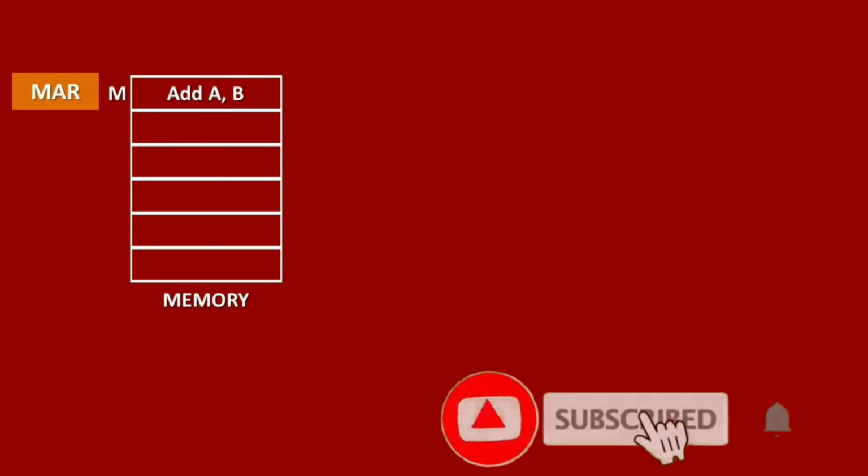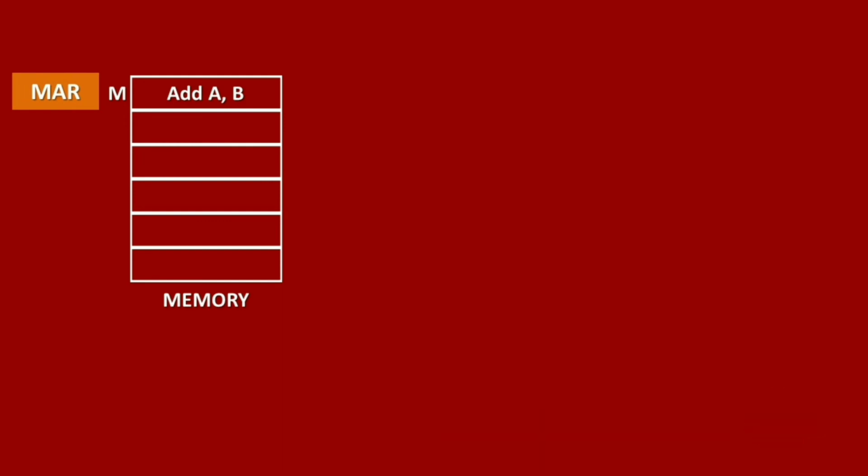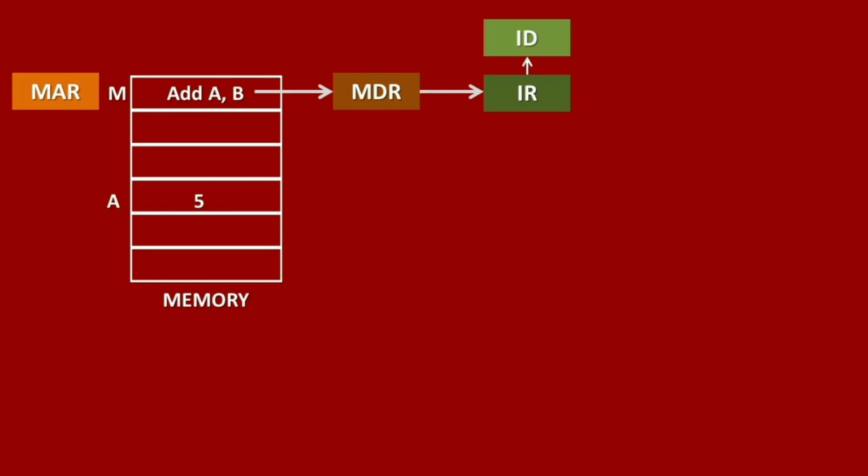Let's say ito yung memory. So, we have the instruction add A, B and it is located on M. Yung M guys, that is being stored on MAR, Memory Address Register. And yung instruction add A, B, that will be stored kay MDR or Memory Data Register. So, from the MDR, it will be passed on to IR kasi instruction siya. Okay? So, the IR will use instruction decoder para makapag-send ng signal dun sa other part ng computer.